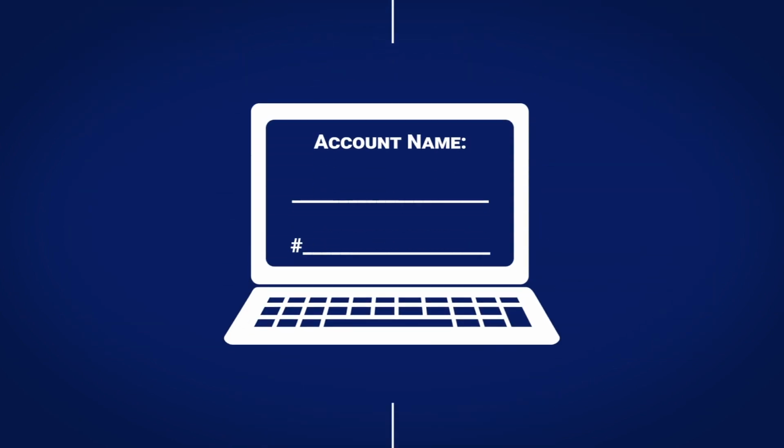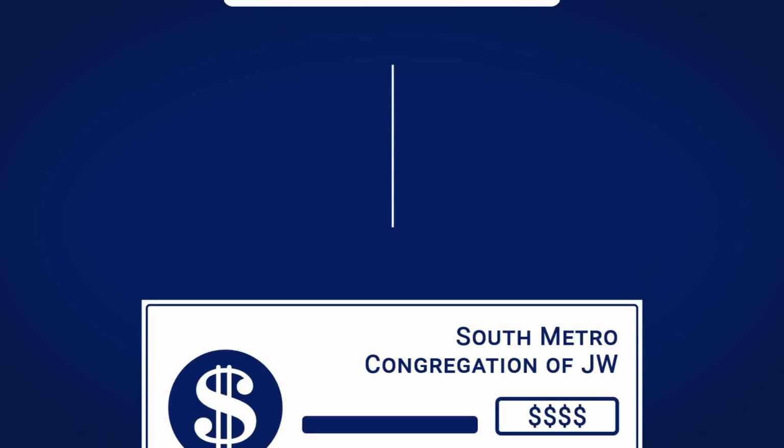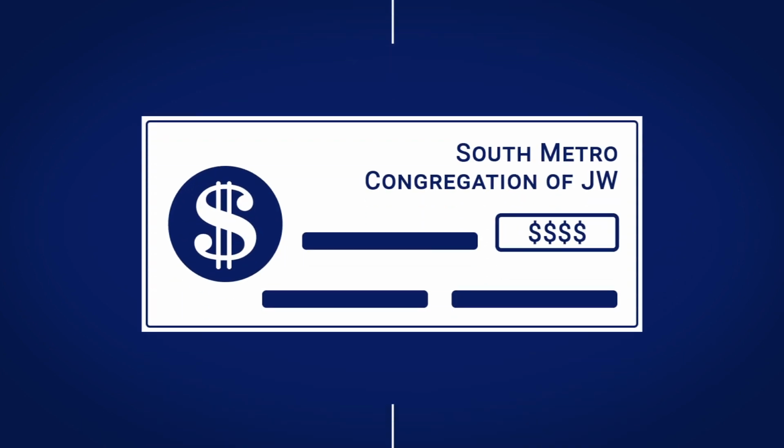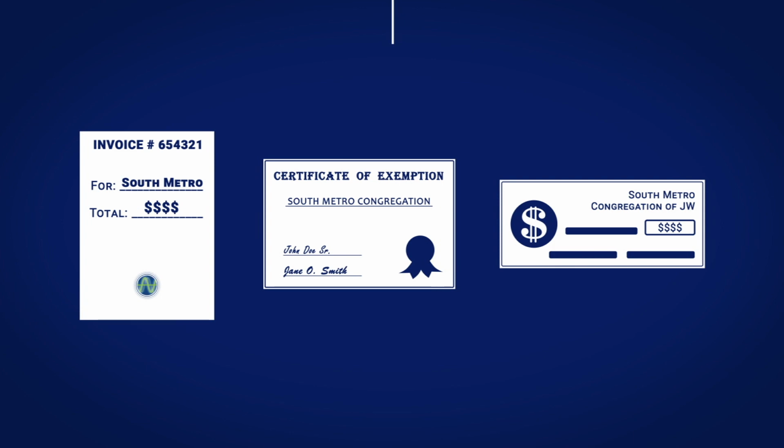This means if the Kingdom Hall wishes to make a tax-exempt purchase on KH Audio, they need to use the South Metro Congregation's account by providing the appropriate congregation number during checkout. This also means any payment that is made on that order should also be made out in the name of the South Metro Congregation. By following these simple steps, you ensure that the invoice, the exemption certificate, and the payment are all completed using the appropriate congregation name.